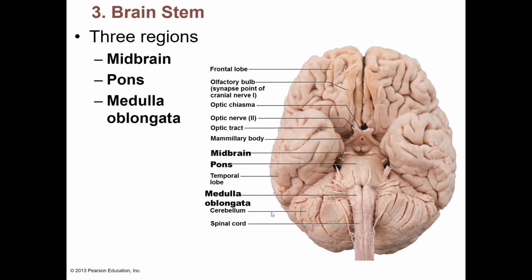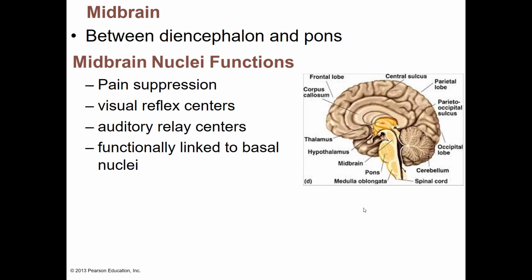Now the brainstem is the 3rd region of the brain, and it's divided into the midbrain, the pons, this expanded region, and the medulla oblongata. The midbrain is right between the diencephalon region and the pons below it. Its main jobs help with pain suppression. It helps with visual reflex centers, auditory relay centers, and it is also linked to the basal nuclei, controlling some of our motor control or muscle control.